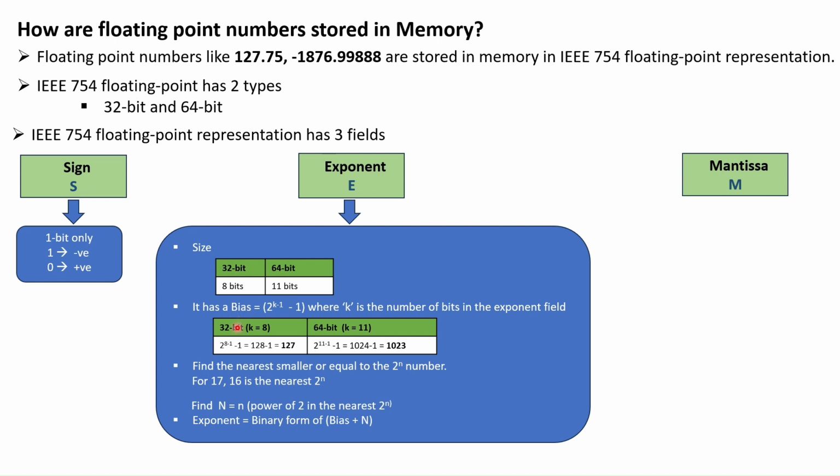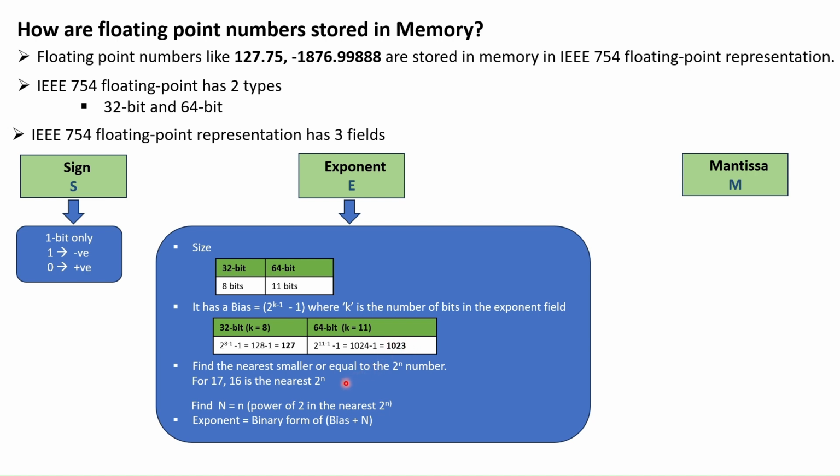Now we have to calculate a bias. Bias is 2 power of k minus 1, minus 1, where k is the number of bits. For 32-bit, the number of bits is 8, so 2 power of 7, minus 1, is 127. So for any 32-bit floating point number, the bias is fixed at 127. For 64-bit, k is 11 because there are 11 bits. If you use this formula for all 64-bit floating point numbers, the bias is 1023.